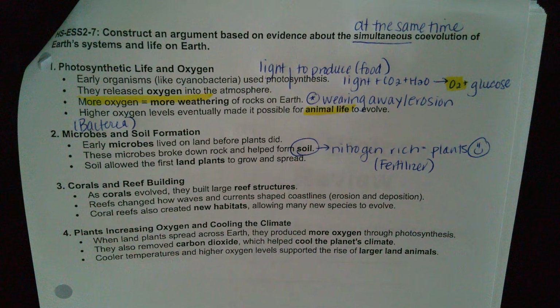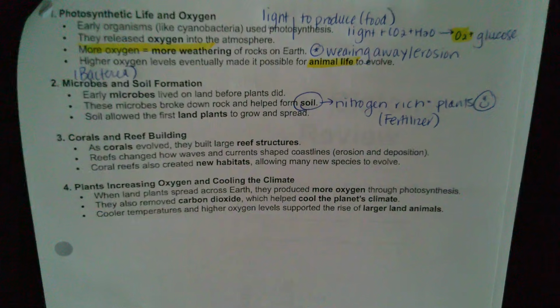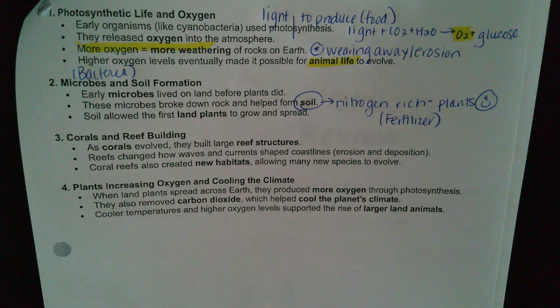And the last one, which really goes along with 1 and 2, plants increasing oxygen and cooling the climate. When land plants spread across Earth, they produced more oxygen through photosynthesis. They also removed carbon dioxide, which helped cool the Earth's, the planet's climate. Keep in mind, when you get too much carbon dioxide, you get that greenhouse effect, which traps in a lot of the heat. Plants, when they're undergoing photosynthesis, take in carbon dioxide, which help to cool the planet. Cooler temperatures and higher oxygen levels supported the rise of larger land organisms.